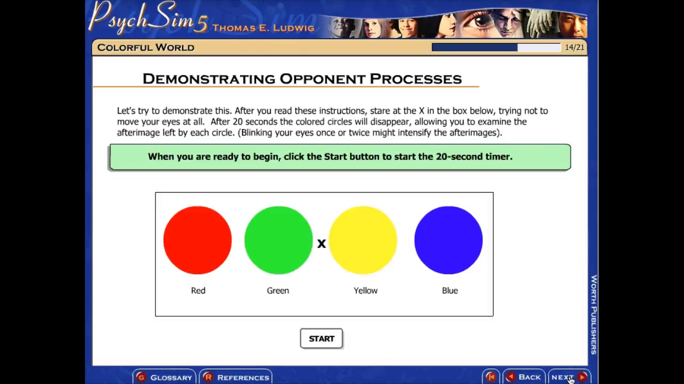So here's what you have to do. To demonstrate opponent processing, I'm going to press the start button, and I want you to stare at this X right here in the middle. After about 20 seconds, the colored circles are going to disappear, and you're going to see these after images, okay? And if you blink your eyes a couple times, it says that it intensifies the images. But it gives you an idea of what I'm talking about with this opponent processing theory. So here we go.